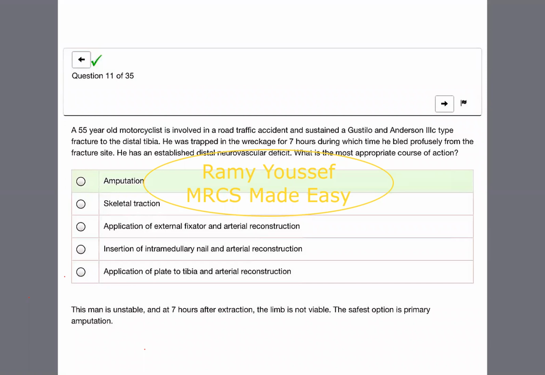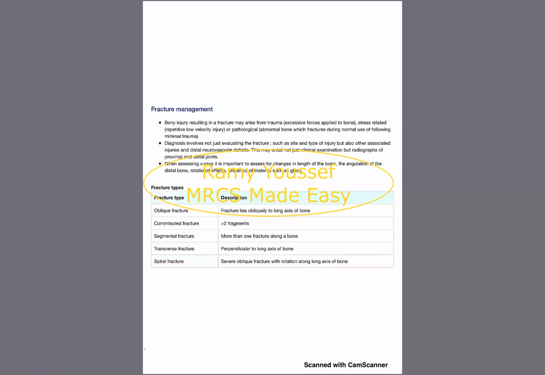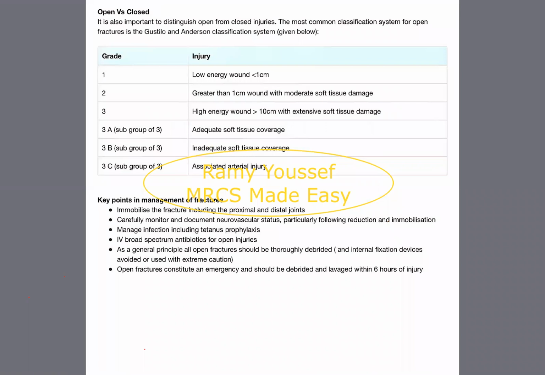I hope you didn't forget also. Gustilo and Anderson again. Type 1: low energy wound with less than 1 centimeter. Type 2: more than 1 centimeter, less than 10 centimeter. Type 3: more than 10 centimeter with extensive tissue damage.